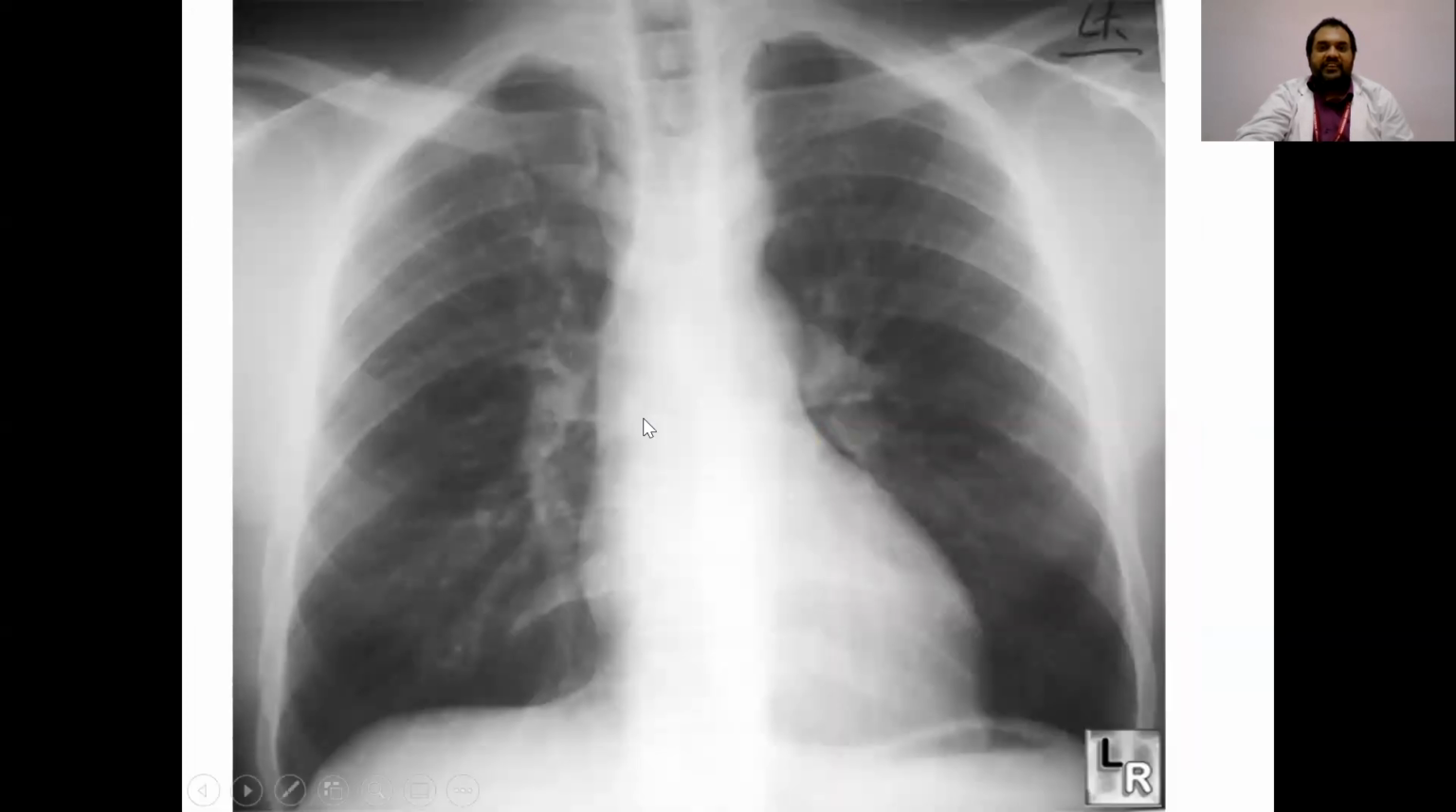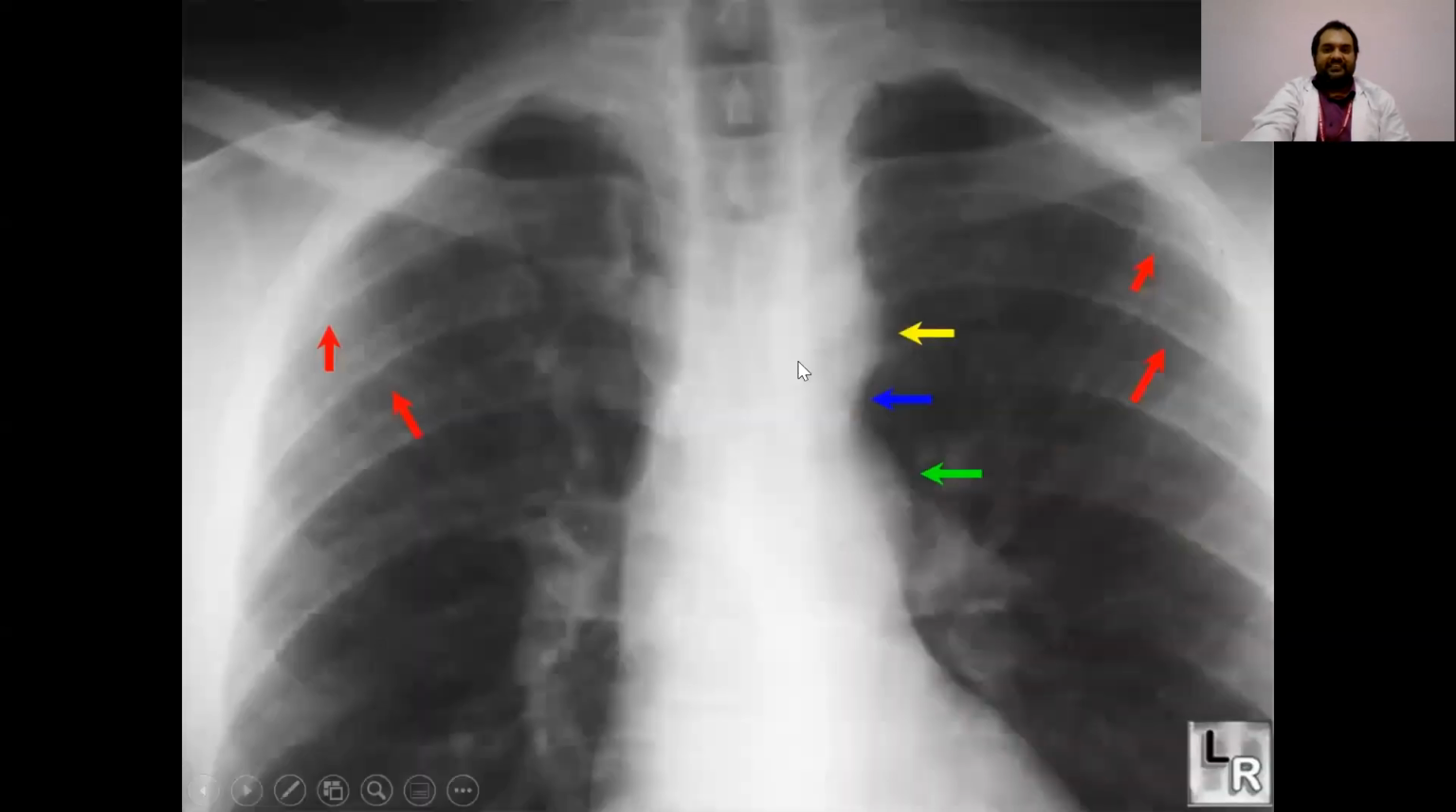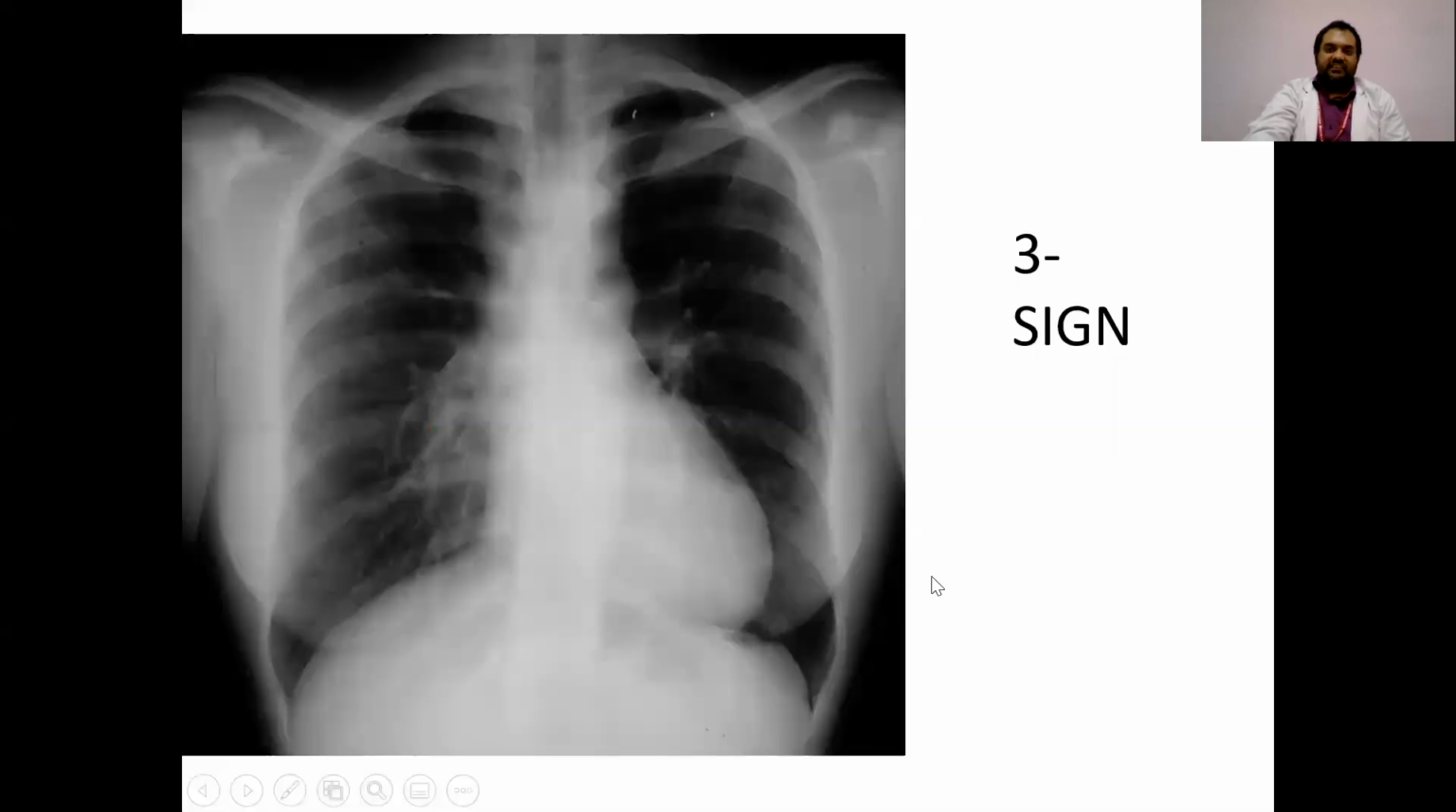And this is a chest radiograph showing the figure of 3 appearance and inferior rib notching, suggestive of coarctation of aorta. See the red arrows showing the inferior rib notching, and the yellow, blue, and green arrows showing the figure of 3. The yellow and blue arrows show post-stenotic dilatation, and the green arrow shows the normal aorta. This is the 3 sign.